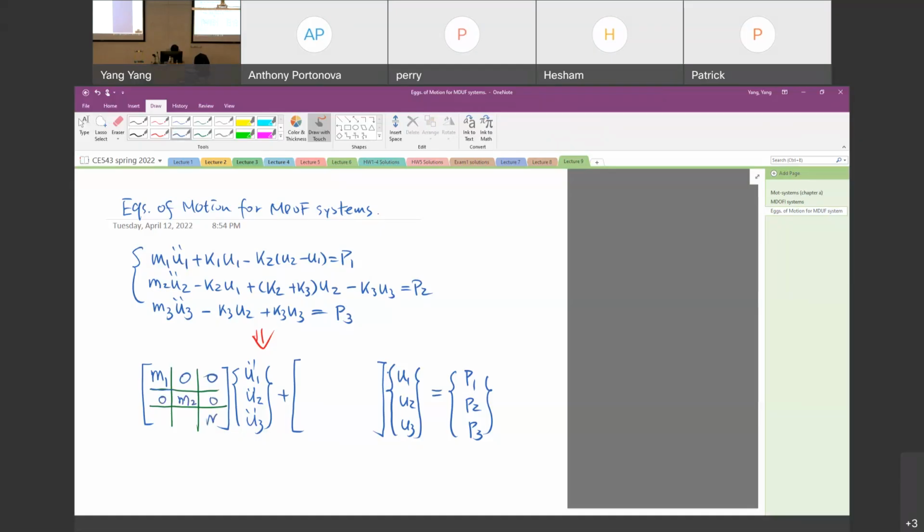M3. Okay. Very good. So that's the matrix for the mass matrix. Similarly, we should be able to do the stiffness matrix here.